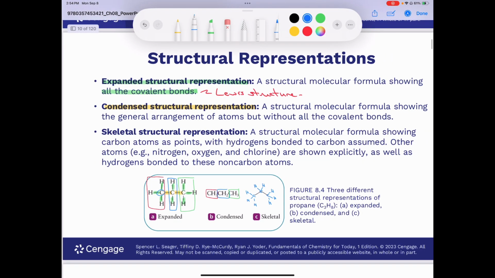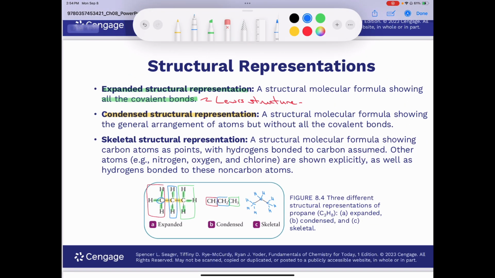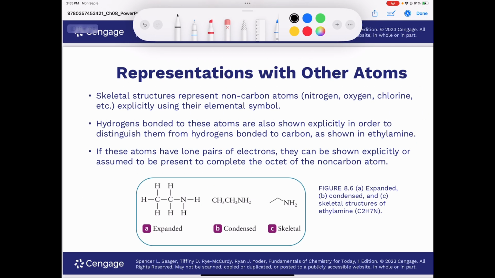And so skeletal structures are really the industry standard, and you have to spend a lot of time working on them. Sometimes we call skeletal structures bond line structures. If you're perusing the internet and you hear somebody talking about bond line structures, they're talking about a skeletal representation or a skeletal structure. Now, like I was saying, skeletal structures that have non-carbons like nitrogen, oxygen, chlorine, fluorine, bromine, iodine, or sulfur or phosphorus, whatever, we put those elements in explicitly, and we also explicitly show the hydrogens that are bound to those elements.